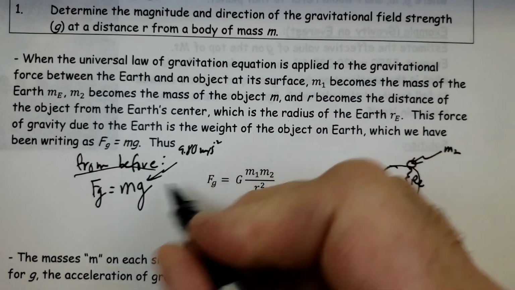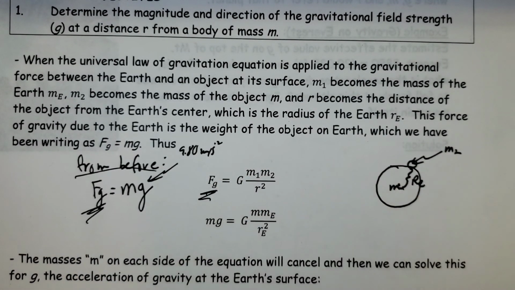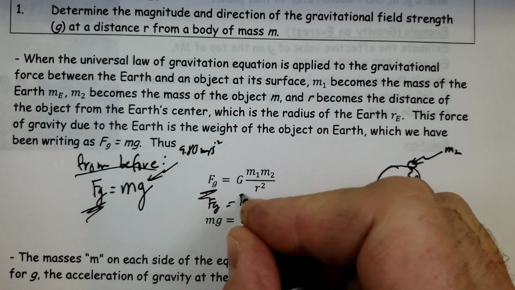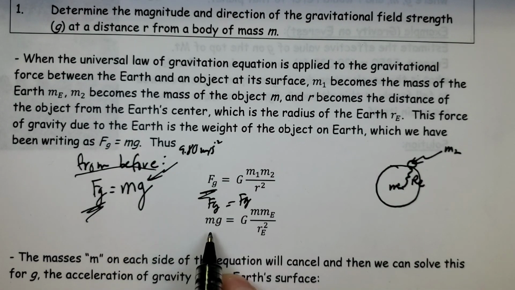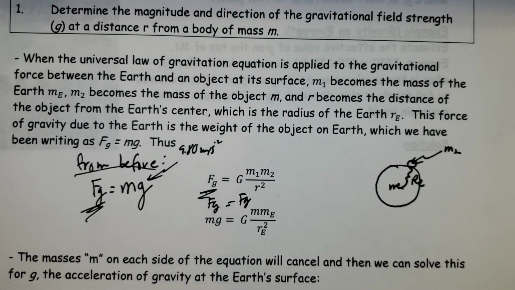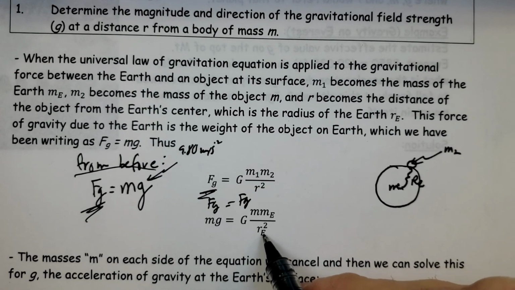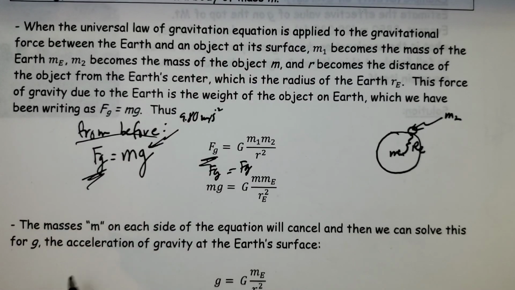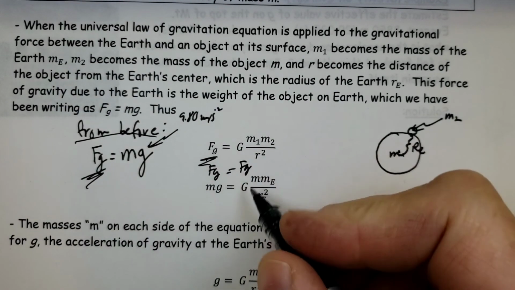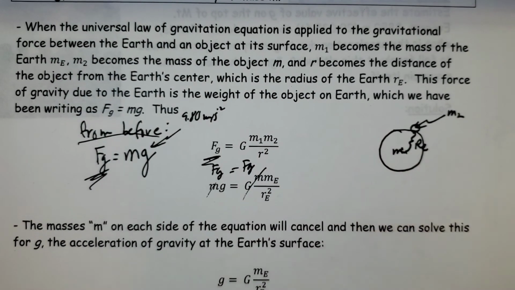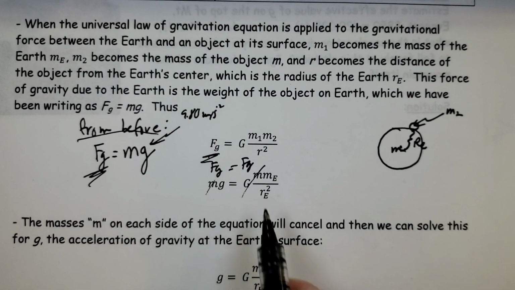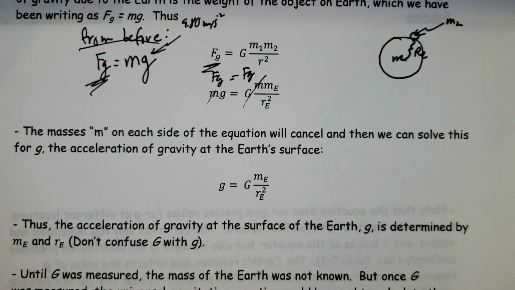So if we have this force of gravity and this force of gravity, if I set them equal, Fg equals Fg, then I have mg is equal to big G multiplied by the mass of the object, multiplied by the mass of the Earth, over the radius of the Earth squared, or the radius of separation. The masses m on each side of the equation will cancel, so the mass of the object itself being measured, we can see it cancels out. And we get g is equal to the mass of the Earth divided by the radius of the Earth squared, or whatever distance we're talking about. If we have an altitude, we would simply add that on.